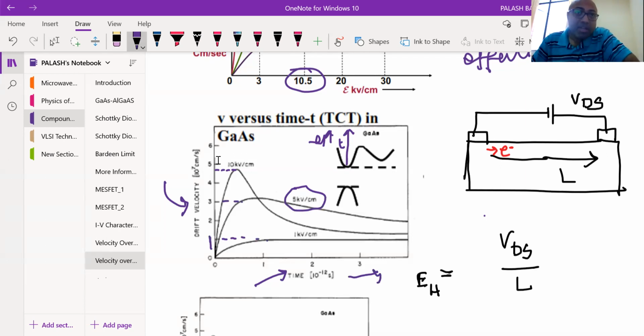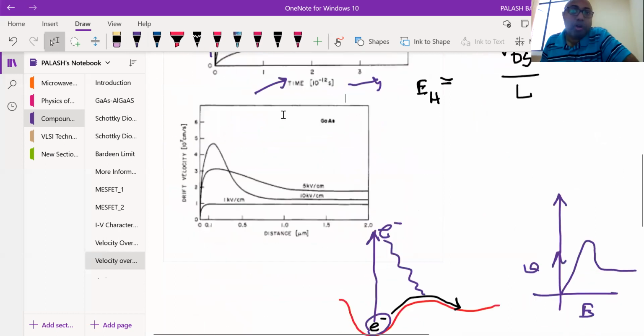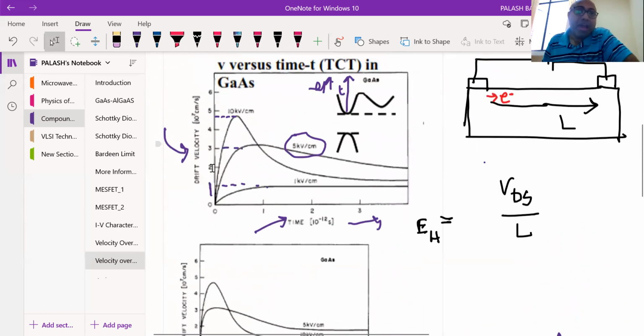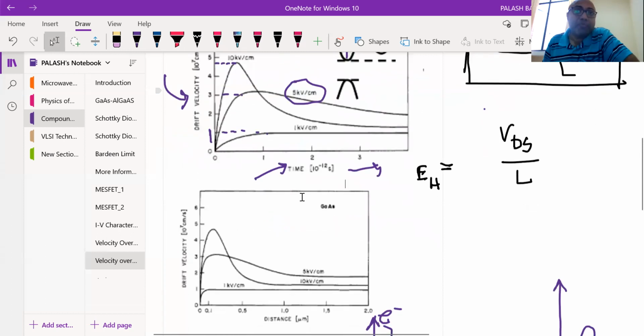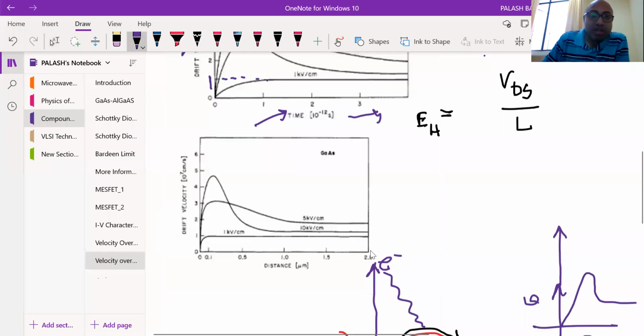you have a time over here, you have a velocity over here, and you have a different variation of electric field. So definitely you can plot it. If you have the velocity and the time, you can easily plot the distance, right? So that is what we are plotting here. The scientists have plotted it. So instead of this axis, they plot distance versus drift velocity.